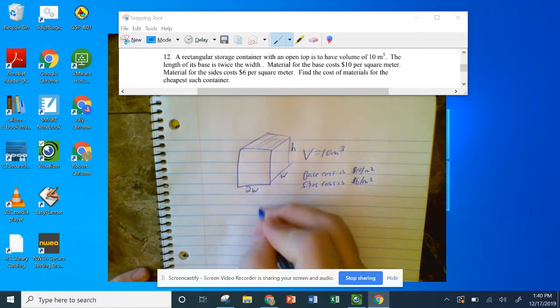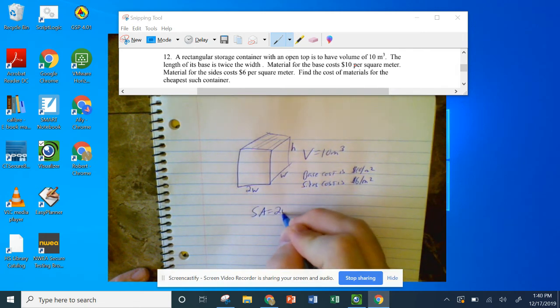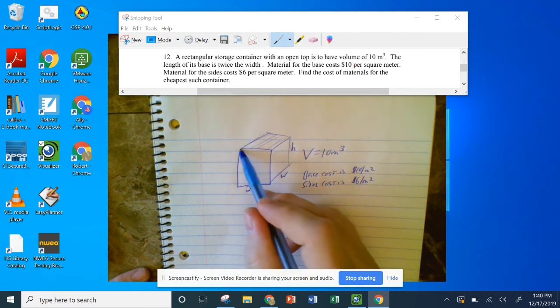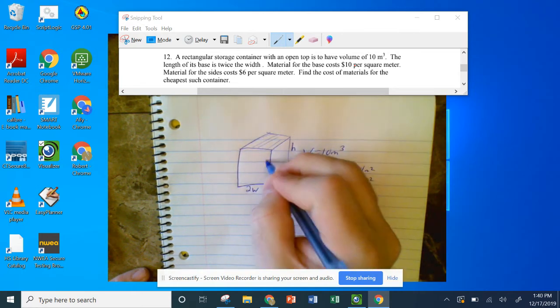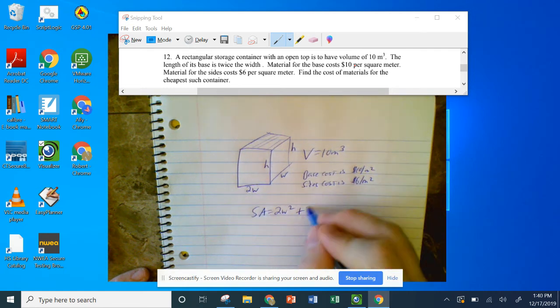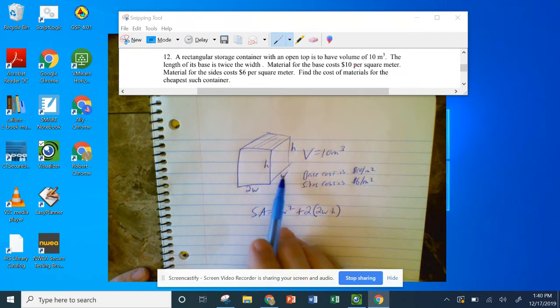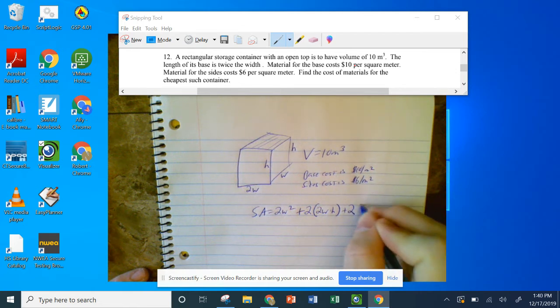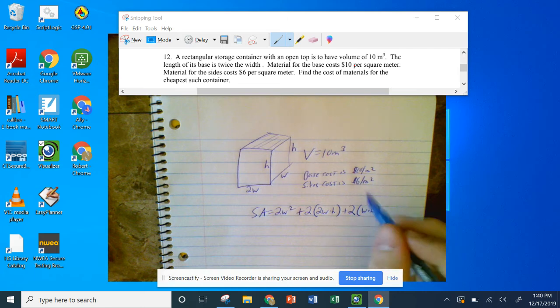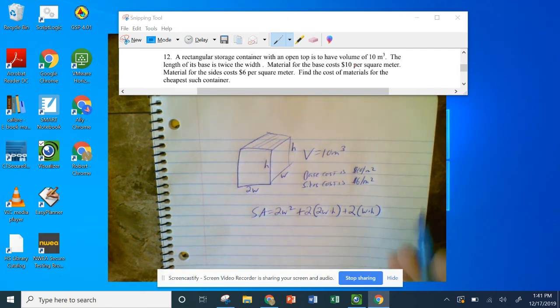So surface area: I've got the bottom of this thing, so that's 2w squared, plus I have the front, which is 2w times h, plus another 2w times h in the back. So the front and the back, that's 2 of the 2w's times h. I've got a right side here, which is w times h, and a left side here, which is another w times h. So I have 2 of these w times h's. That's the total surface area of this box. Again, no top, so I don't have to worry about the other 2w squared.